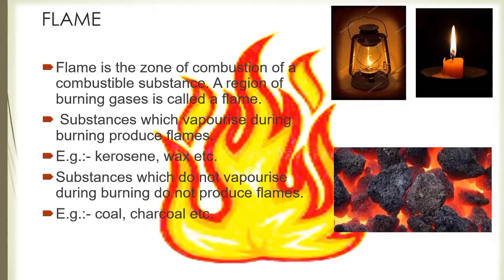What is a flame? You might have seen, when you light a matchstick, you get a yellow flame, or similarly if you burn a candle. This is what we call a flame. What is actually a flame? A flame is a zone of combustion of combustible substances. It is a zone where the combustion of combustible materials takes place, or a region of burning gases is called a flame.